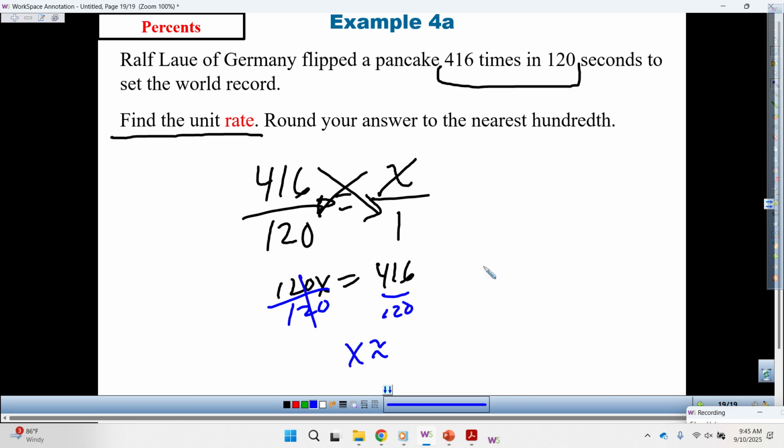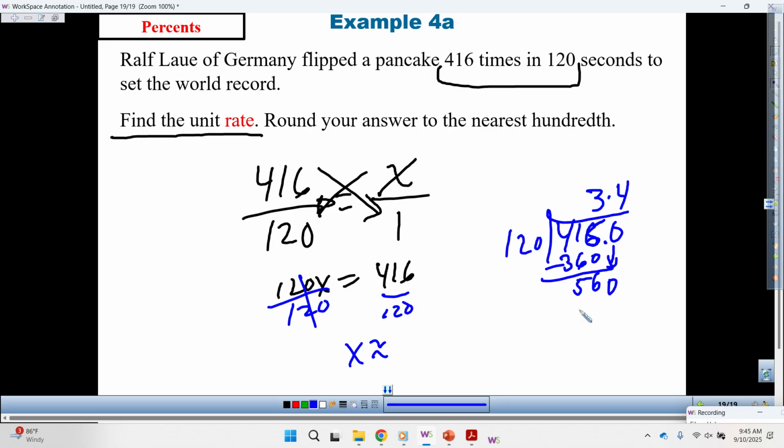X is approximately, let's see, 416 divided by 120, fits in there 3 times. 360, that's 56. Add a decimal and a 0. Fits in there 4 times. That's 480. Subtract, that's 80. I'll stop right there. This is 3.4. What does that mean? It says, find the unit rate. That means that for every second, he flipped the pancake how many times?